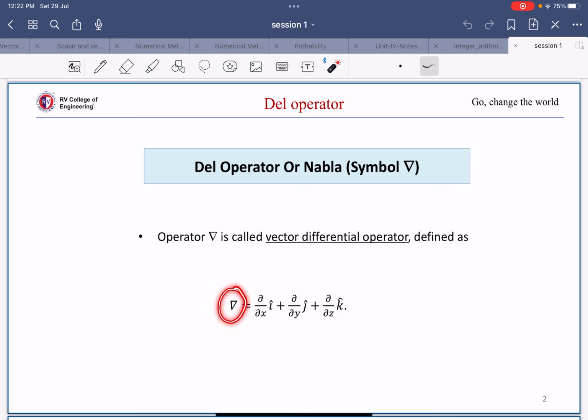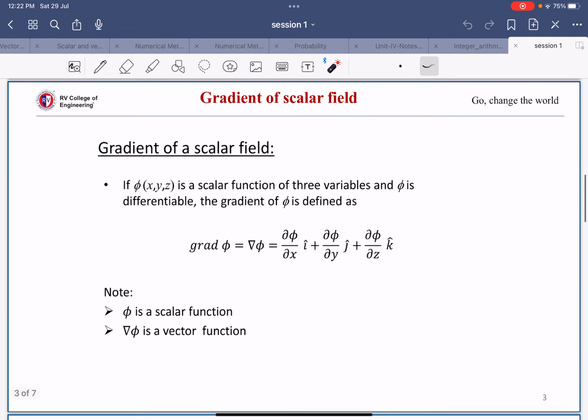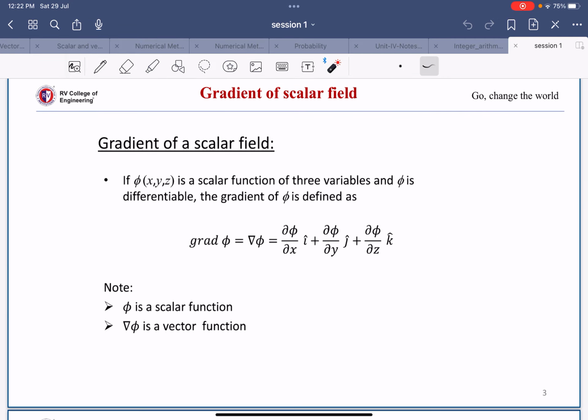This operator needs to be always operated on a scalar function. So when a del operator is operated on a scalar function, the output which we get will be a vector. So, gradient of a scalar field. As I already mentioned, the del operator needs to be always applied on a scalar function, say phi.